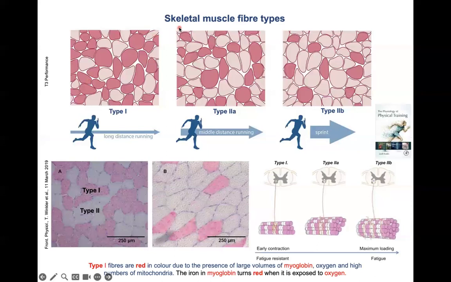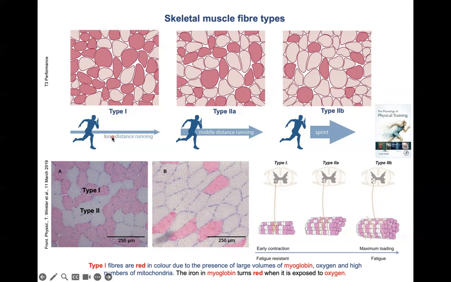We distinguish between three types of fibers. Type 1, type 2b. Type 2a is almost like a hybrid. It's a combination between type 1 and type 2b. Type 1 is normally reddish because it contains large amounts of myoglobin bound to oxygen. Myoglobin bound to oxygen gives it the reddish color.